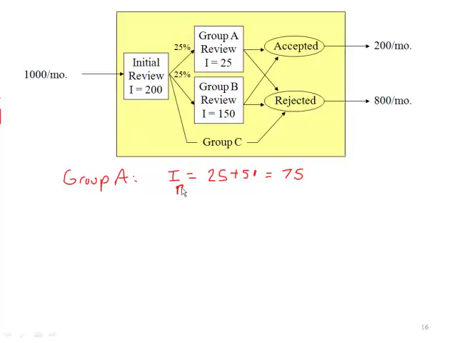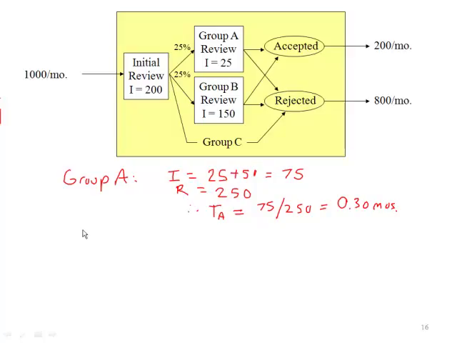Now, what is the flow rate for Group A? Well, if they're 25% of the 1,000 coming in, their flow rate is going to be 250. Therefore, flow time for group A is going to be 75 divided by 250, which comes out to be 0.30 months.